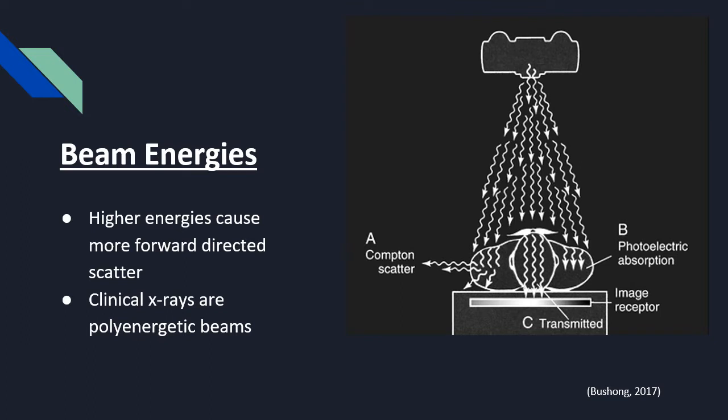In our module, it states that at high beam energies, more scatter is directed in the forward direction, and hence you get more scattered photons incident on the detector. Since the X-rays we use are polyenergetic, there is always a chance of Compton scatter and photoelectric effect to occur.